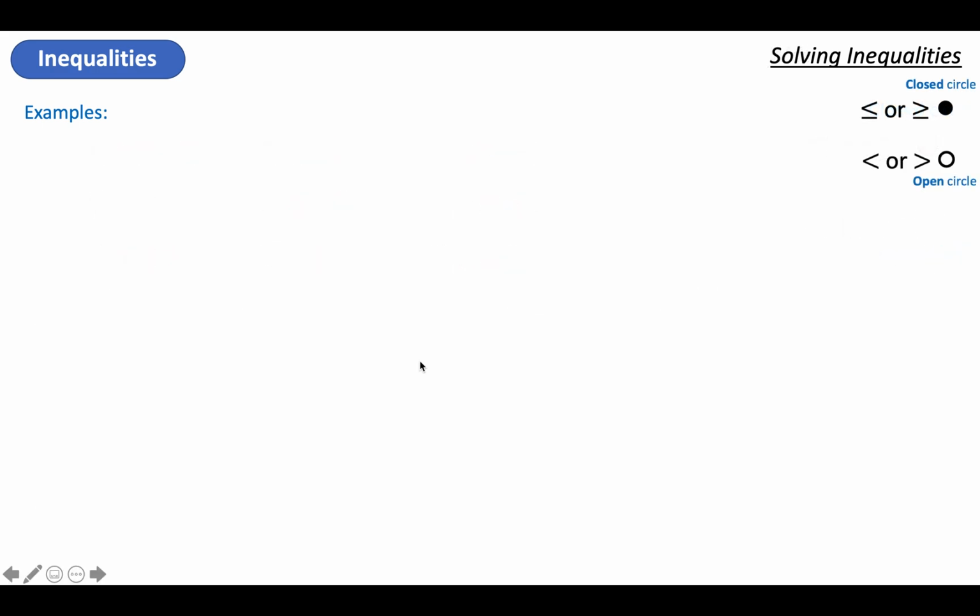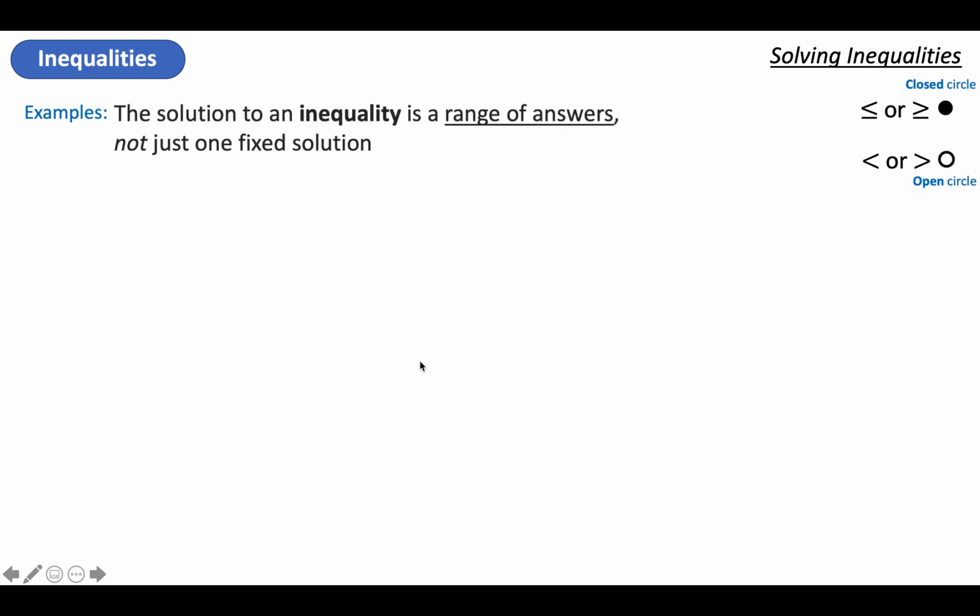Onwards. Okay, so let's do some solving of inequalities now. Let's have a quick look. All right, firstly, let's remind ourselves. The solution to an inequality is a range of answers, not just one fixed solution. So the process is exactly the same, though. It's not going to be any different at all.